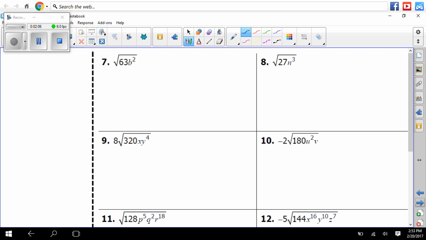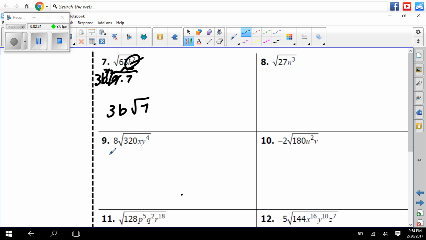Here's a few more. Let's go ahead and we're going to combine simplifying the square roots with the variables. So 63 breaks down to 9 times 7. And that'll end up being 3. So I've got 3. B squared is going to be b to the 2 divided by 2. So I've got 3b, because 2 divided by 2 is 1, radical 7.